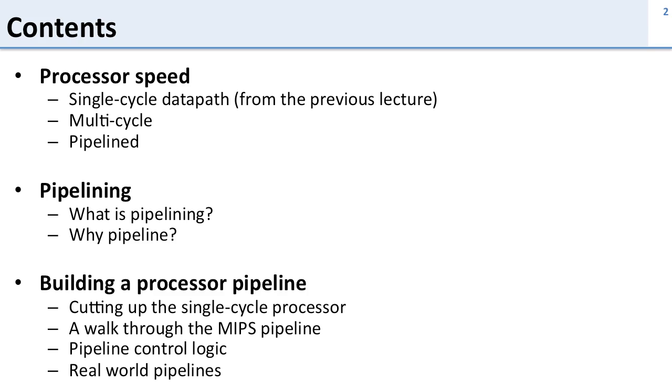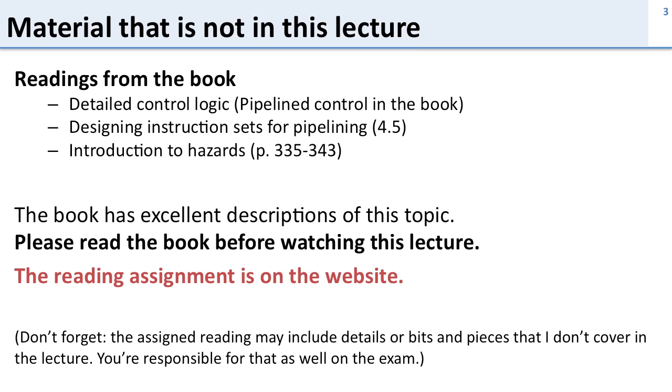So we're going to look at the single cycle processor and how we cut it up to pipeline it. We're going to walk through some MIPS instructions in a MIPS pipeline processor. We're going to talk about the control logic, and finally we'll give some examples from the real world of pipelines.